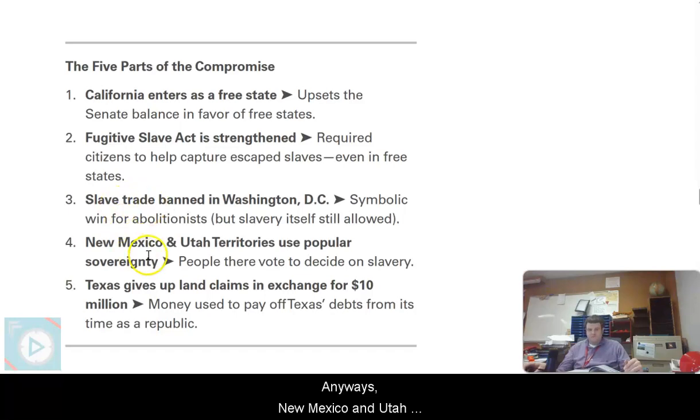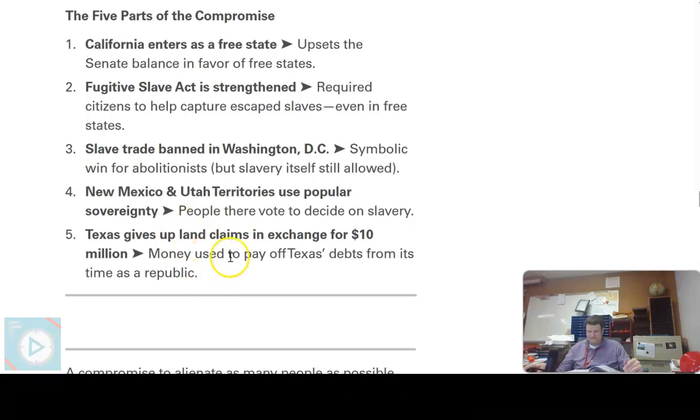Anyways, New Mexico and Utah territories will use popular sovereignty to decide whether or not they will be pro or anti-slavery. Spoiler alert, they're mostly anti-slavery. Southerners will not like this part of the compromise. This one deals with Texas, and it deals with debt Texas owes. So it's in there. It's like some bills in government. It's like, yeah, we'll put this here. It's not necessarily the best connection to the other things, but we're trying to vote some stuff through.